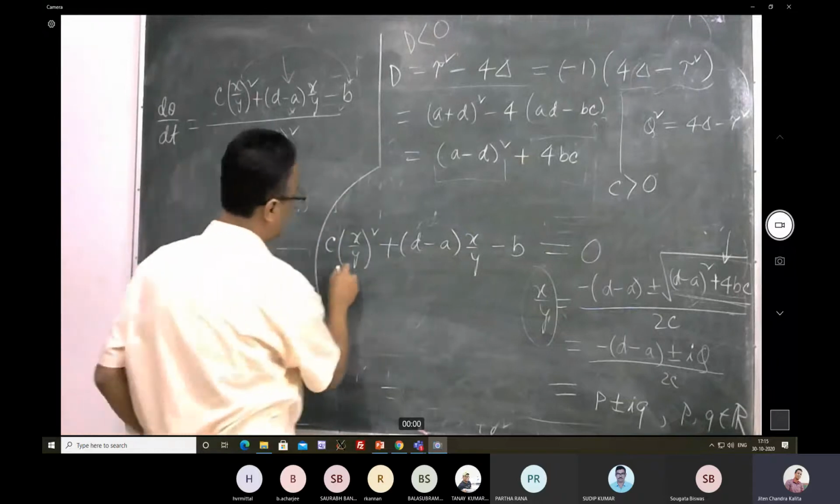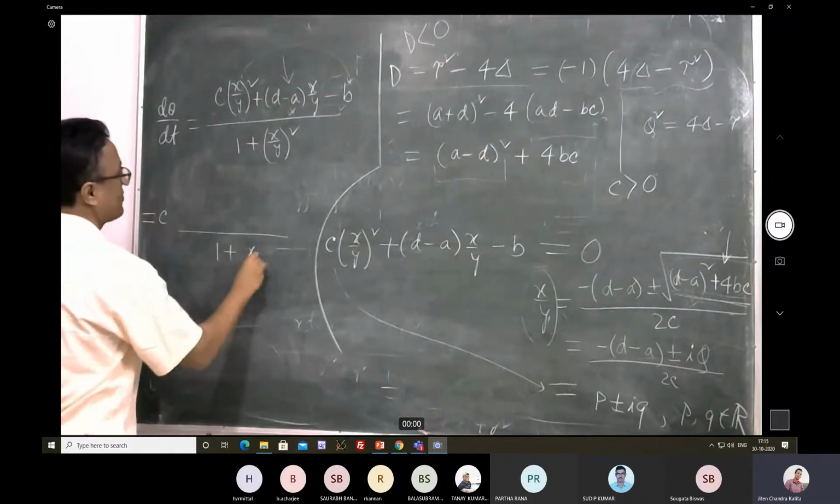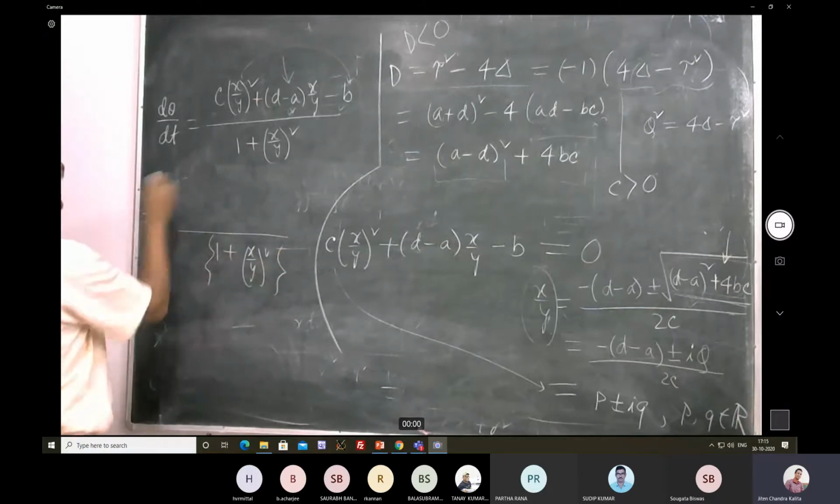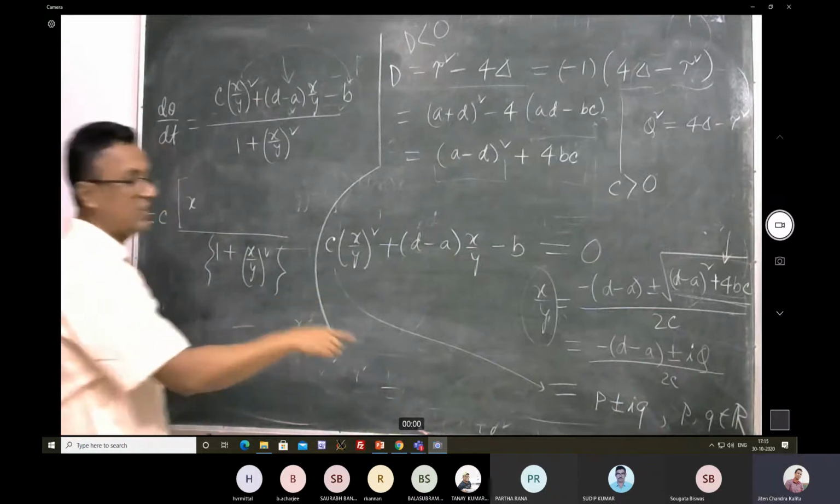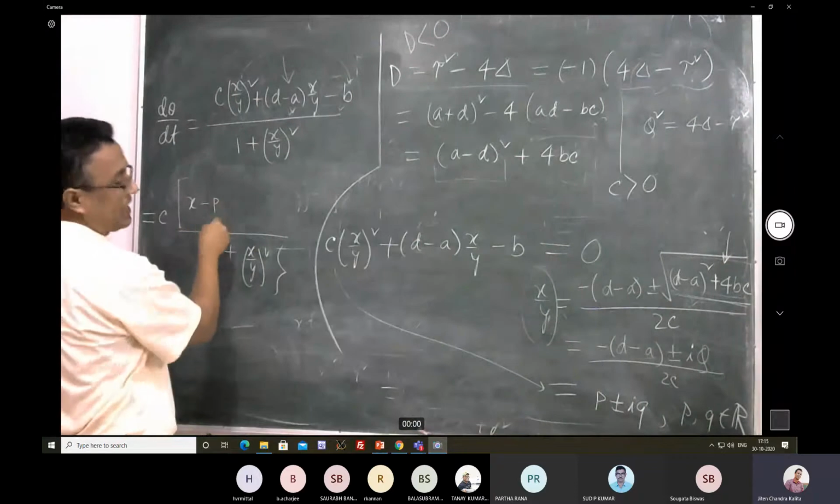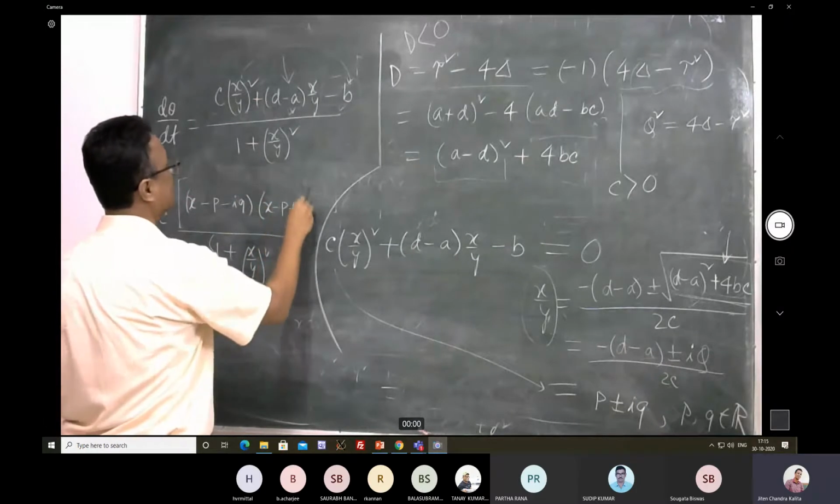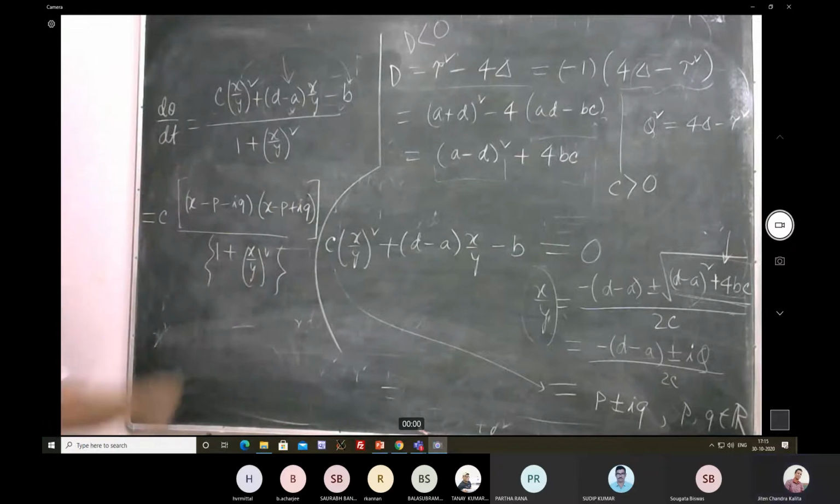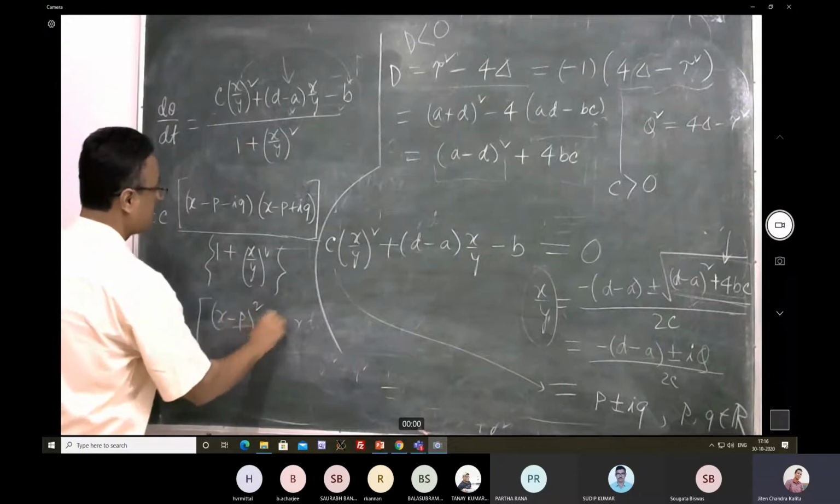This information tells you that I can simply say x by y squared, which is here already, I can simply write as c times x minus the first root, so minus p minus i q, and then x minus the second root, p plus i q. Is it okay with everybody? I can easily factorize it like that. So this is simply going to give me c times x minus p whole square plus q square.